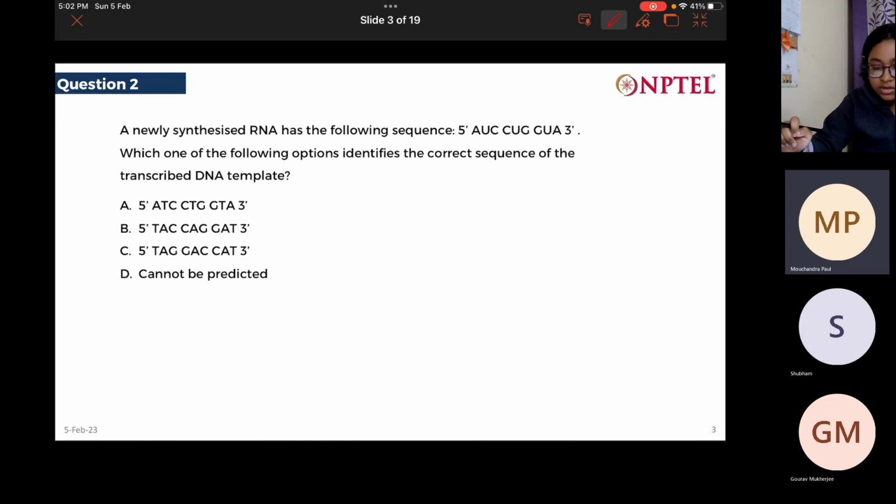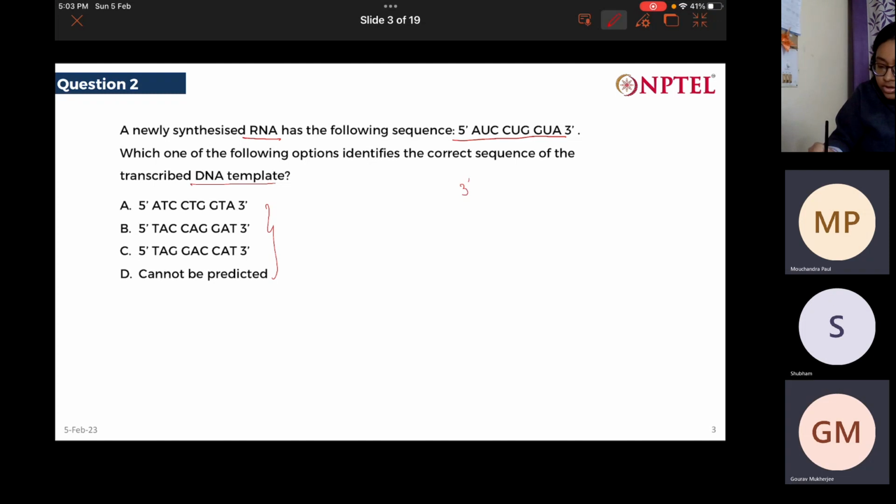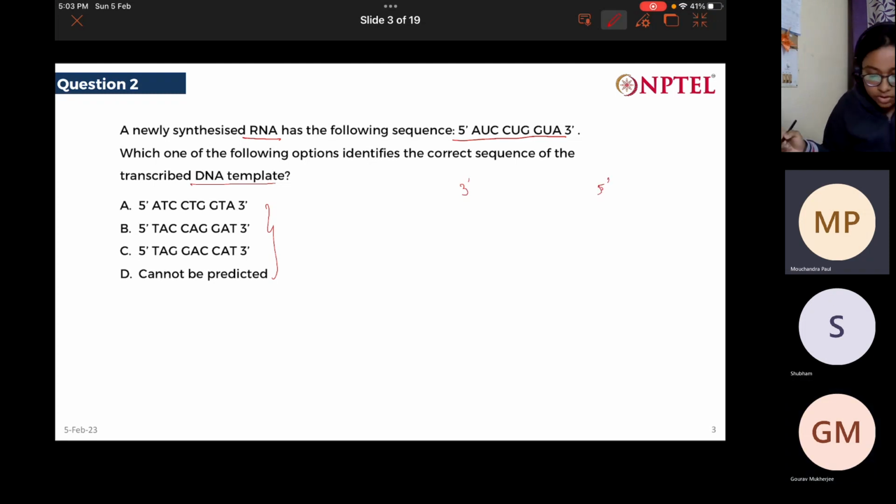Here we are given a sequence that is present in a newly synthesized RNA. This is the sequence that we are given. Then we have to identify among these 4 options which is the correct sequence for the DNA template. So you can take a pen and paper and try to figure it out. I'm also doing it so that you can match your steps. So here it is RNA, right? So for DNA, option A. So wait a second, a few more people are joining.